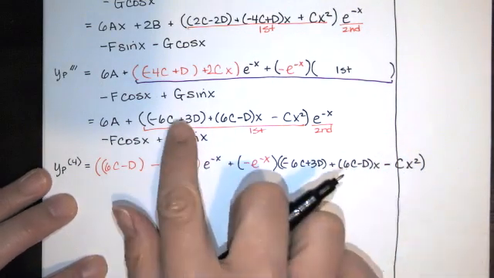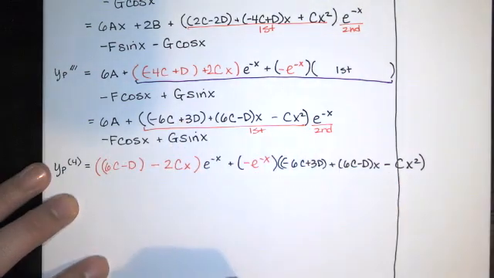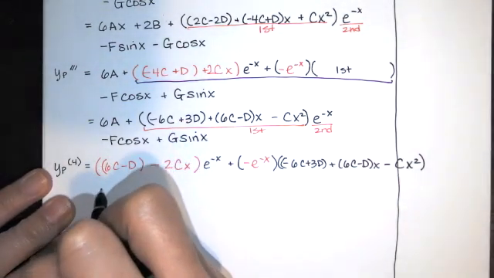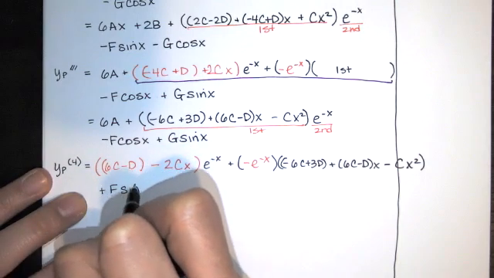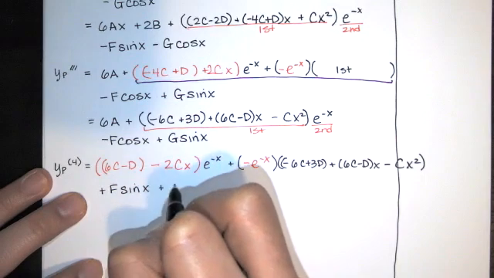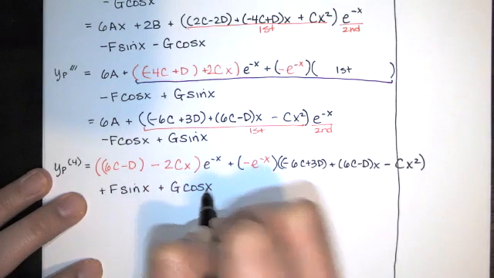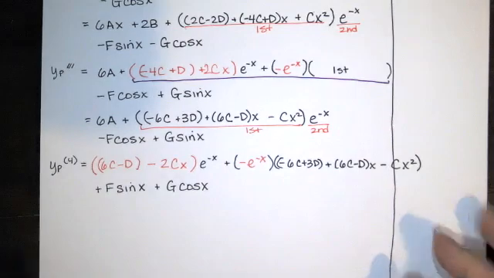Okay, that's from there. And then we have to add the derivatives of the sine and cosine terms. Derivative of cosine is negative sine. Negative times a negative is going to make that a positive f times sine of x. Derivative of sine is cosine. It's a lot of differentiation.